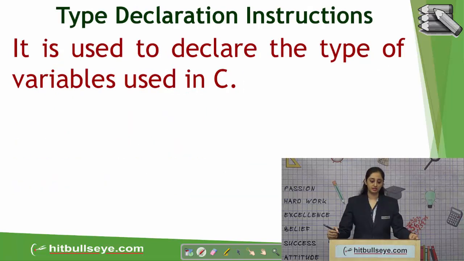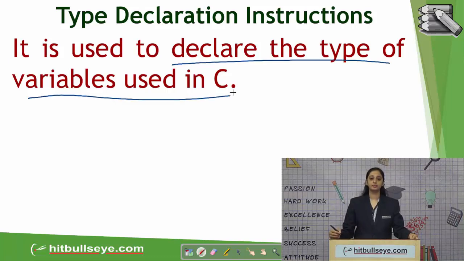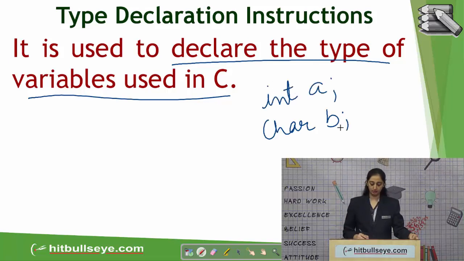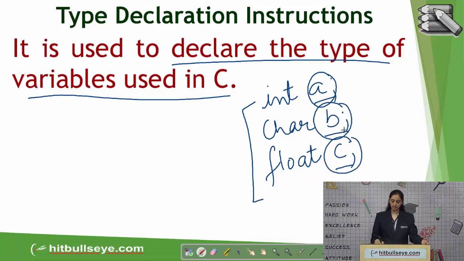Type declaration instructions. It is used to declare the type of the variable used in C. For example, we can say int a, char b, float c. Right? So these are the variables and we have declared their types. For example, a has the integer type, b has the character type, c has the float type, and these types of variables we declare at the beginning of the main program, or we can say the main function.